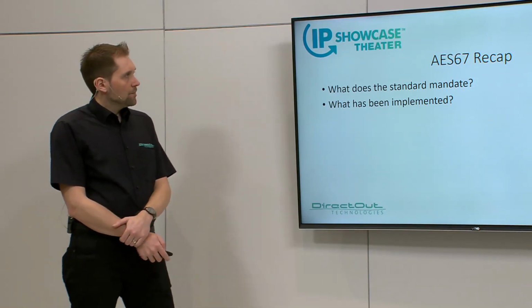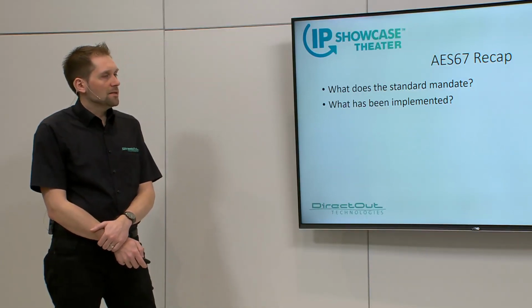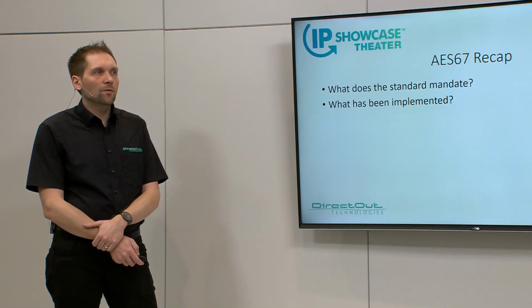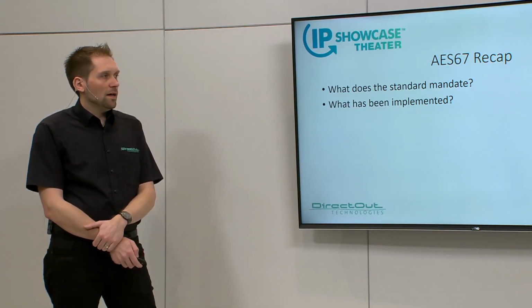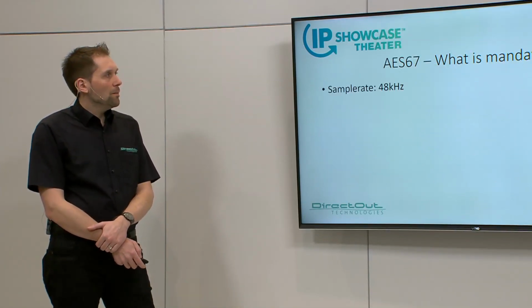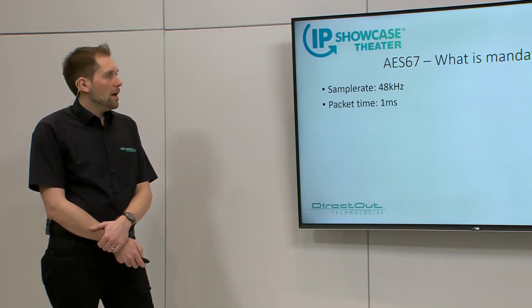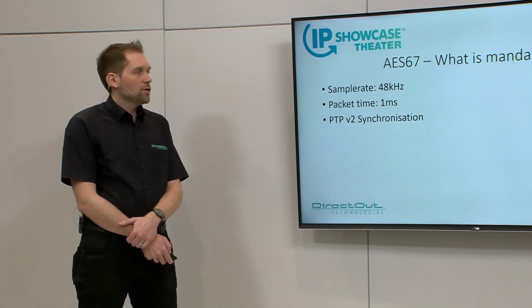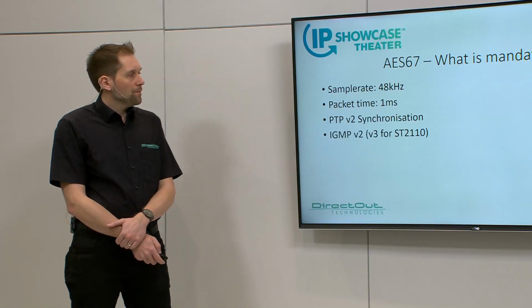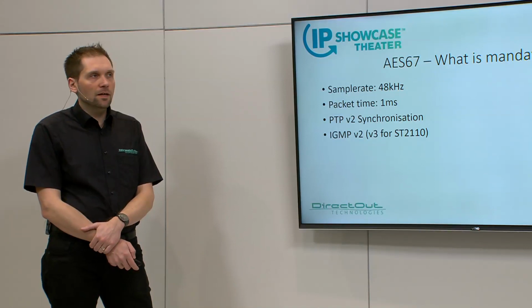So I'm going to do a quick recap of AES67 to just give a quick overview of what the standard mandates, and then have a look at what actually has been implemented by the manufacturers. So mandatory for AES67 is a sample rate of 48 kilohertz, a packet time of 1 millisecond, and synchronization of PTP v2. Then we have IGMP v2 on the network to organize the multicast traffic.